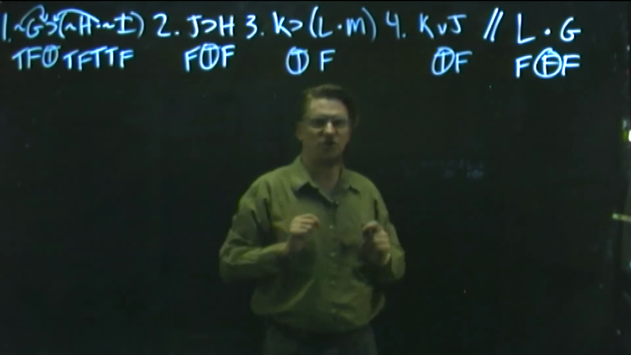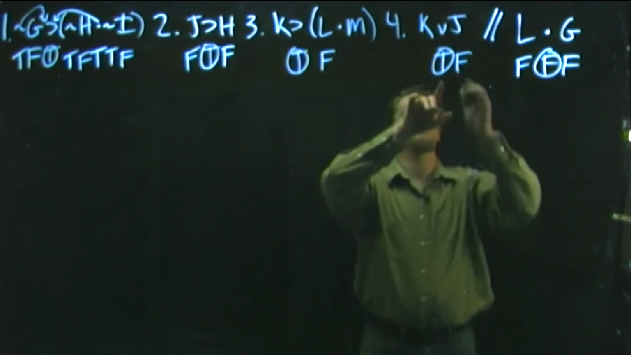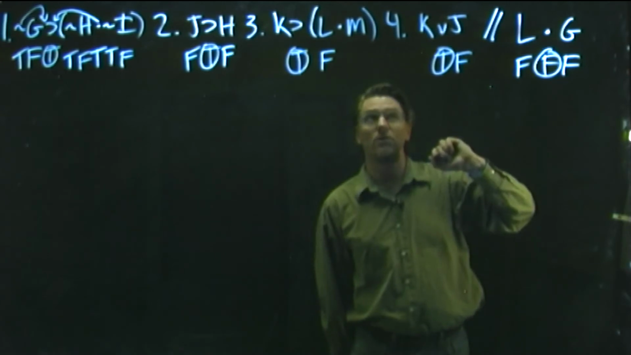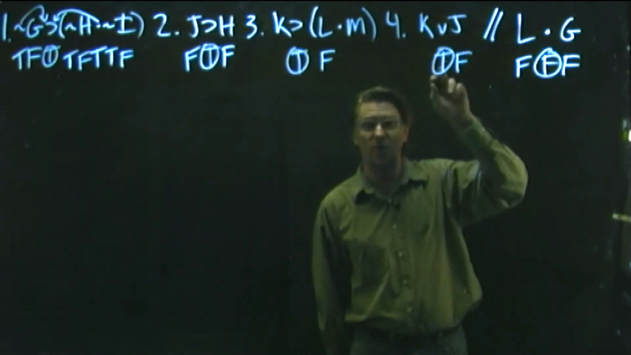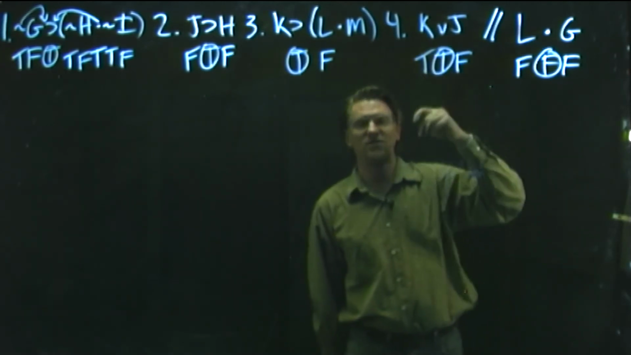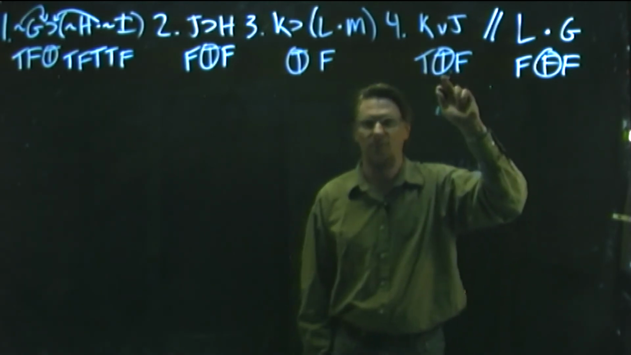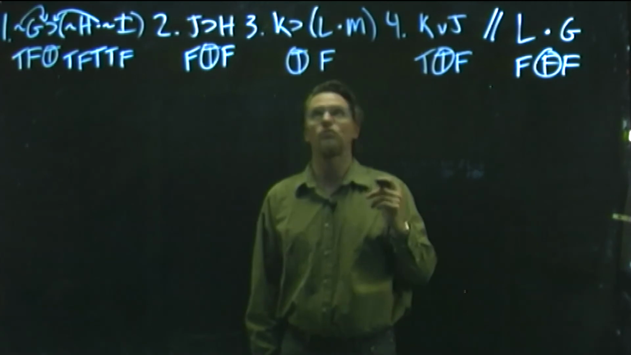Find the J's. J is false. Well, let's think about this. J is false. We want the wedge to be true. If K was false, that wouldn't happen, so K has to step up here and be true, which makes the wedge true. So we've learned that K is true.